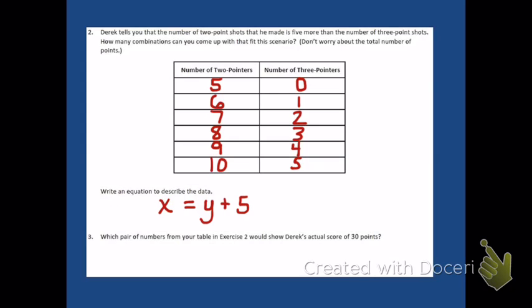But what we're asked now is to say which pair of numbers from this table would show Derek's actual score of 30 points. So what we need to do is go back and look at what were the options on the other table that might match this one. I'm going to put that one up briefly, and we'll see if we can tell which point that is.